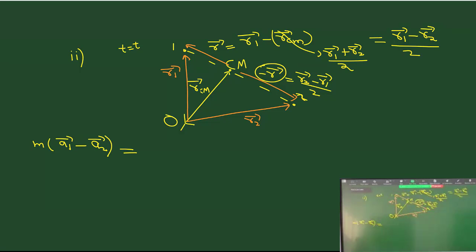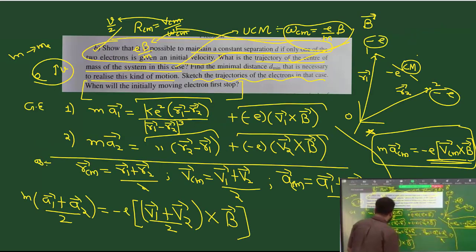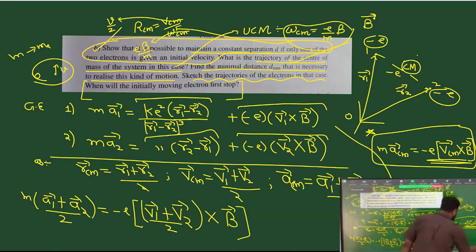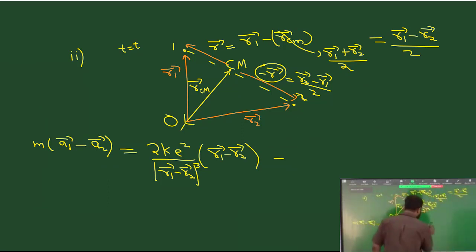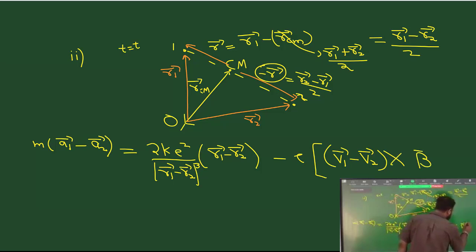So just try to subtract these two terms. You will have 2k e squared upon |R1 vector minus R2 vector| cubed. What is in the numerator? I'm having twice of (R1 minus R2). That is one thing. When I subtract it, I get minus e times (V1 vector minus V2 vector) crossed with B. Just check this equation first before we move forward. M into (A1 minus A2) equals 2k e squared upon |R1 minus R2| cubed, (R1 minus R2), minus this term. Everything seems to be fine here.